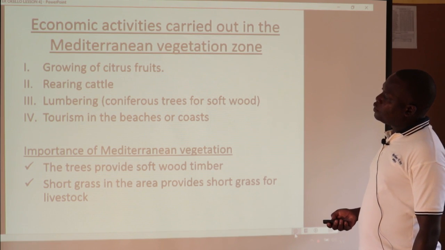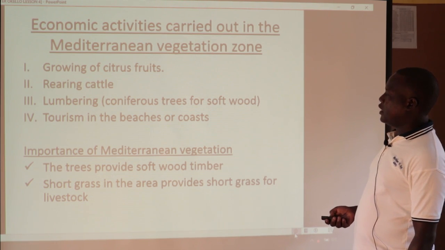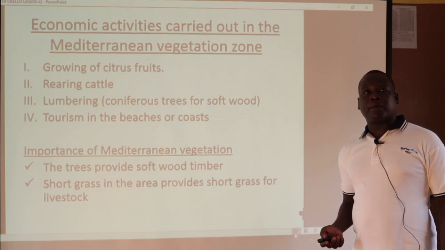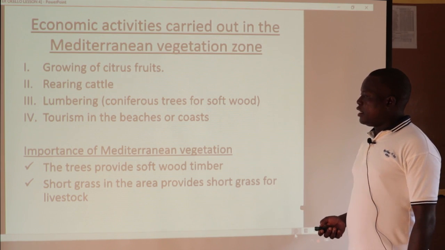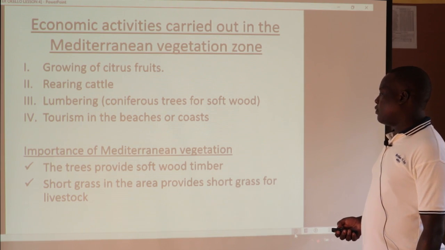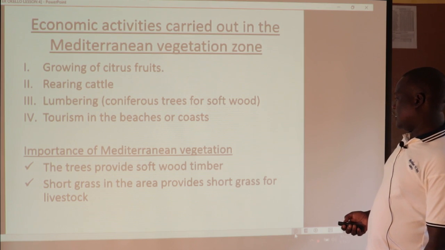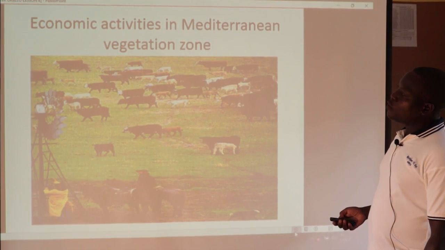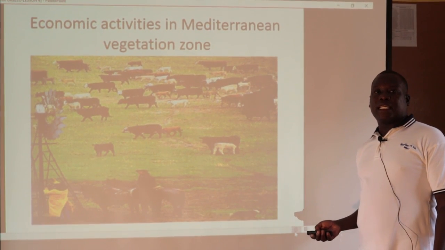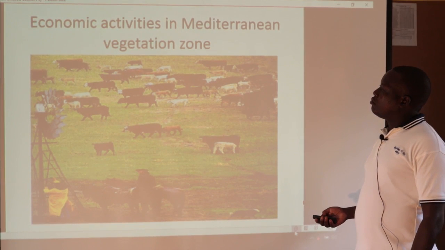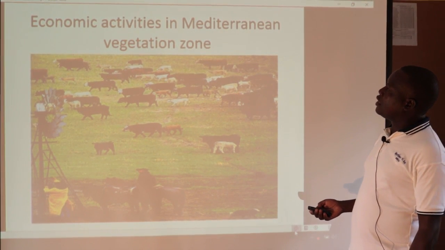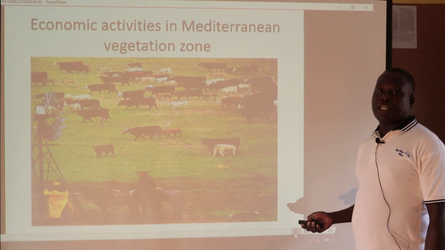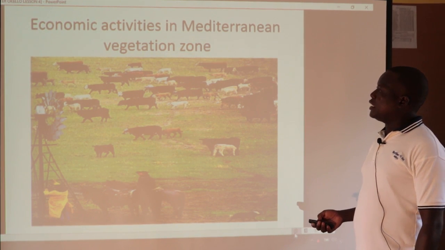We have to look at the importance of Mediterranean vegetation: the trees provide softwood timber, and we shall look at the importance of softwood later. And then the short grass in the area provides pasture for livestock for them to carry out their activities. So you can look at one of the economic activities that is cited, livestock, rearing cattle. Here we have the ranch farming or ranch farm that you can find in that area.